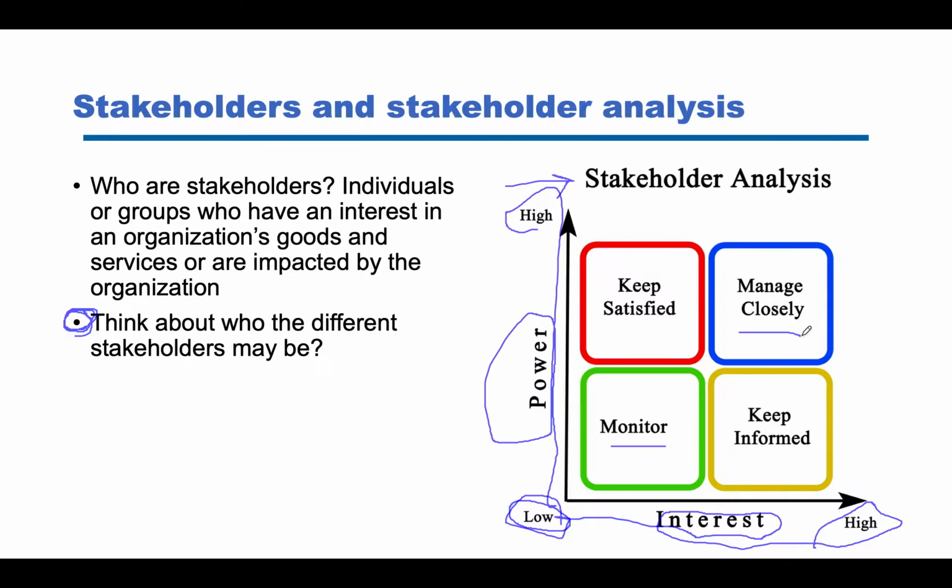Up here, where you're high, this is a stakeholder with lots of power, and they are very interested in the organization, in its decisions, and in the consequences that come from this organization's decisions. You want to manage closely. You want to make sure that you're meeting, exceeding their needs, and take that into consideration. On the power spectrum, but not maybe as interested, you might want to keep these satisfied to make sure that they are okay with what is going on. And on the high interest with low power, you're keeping them informed about what is going on.